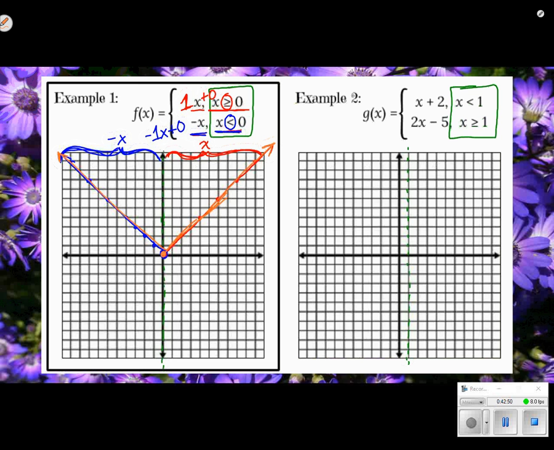All right, let's look at example two. We have our vertical line drawn at one. So let's look here. I'm going to do the top one in red again. So I'm looking at less than one. That's over here. Everything less than one is to the left. So I'm going to write x plus two. And this I just find helpful. And then this is everything to the right of one. So that's this side. I'm going to graph 2x minus 5.